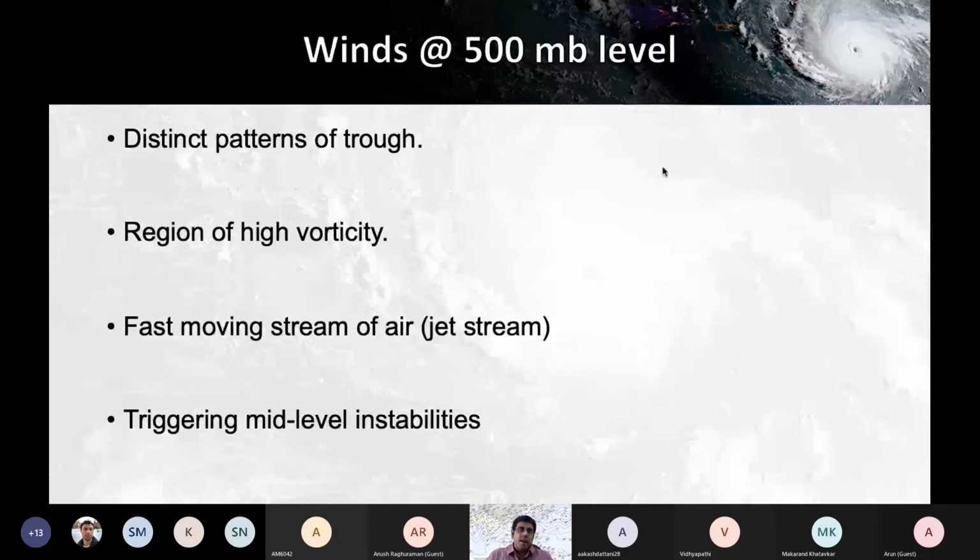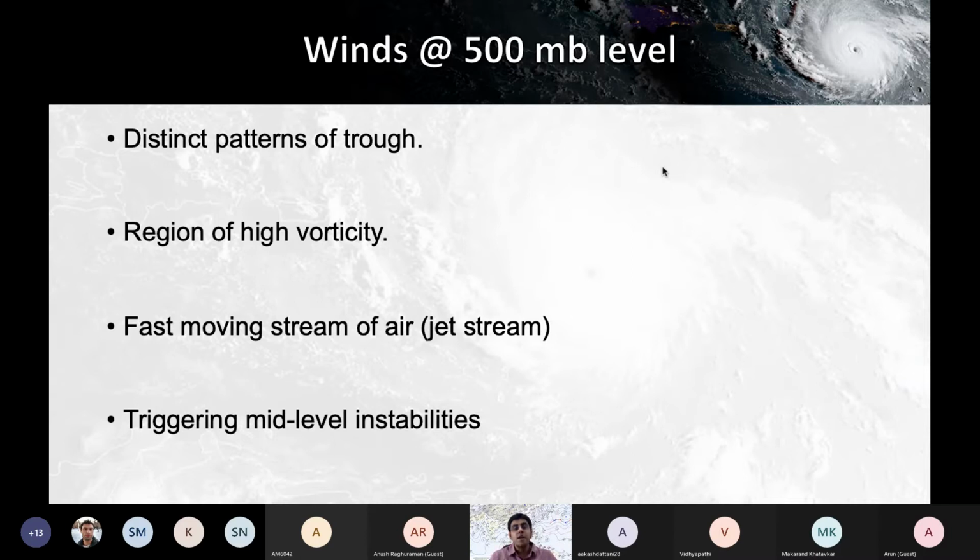Okay. Then comes the 500 millibar wind level. The 500 millibar wind level is used for two things. One is to find regions of very high vorticity. I already told you the importance of vorticity. Vorticity at high levels means a very strong moisture updraft.